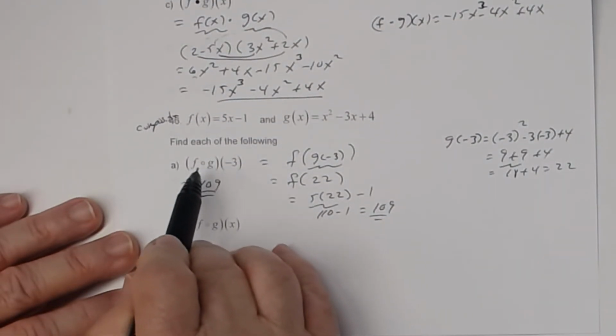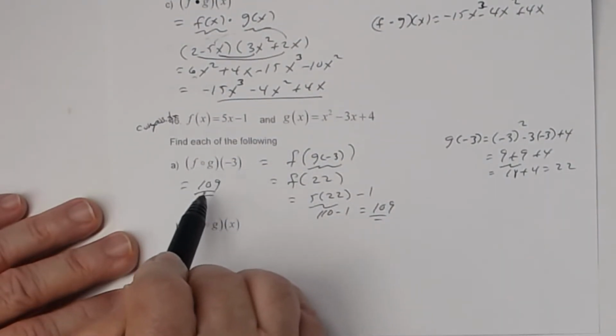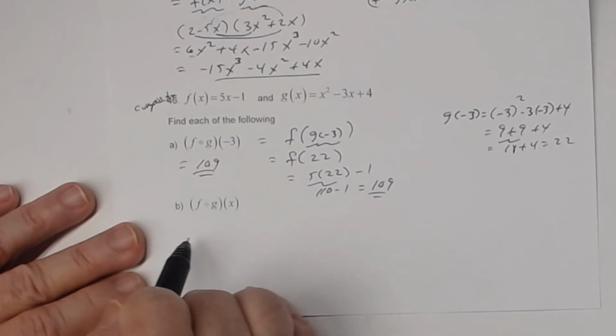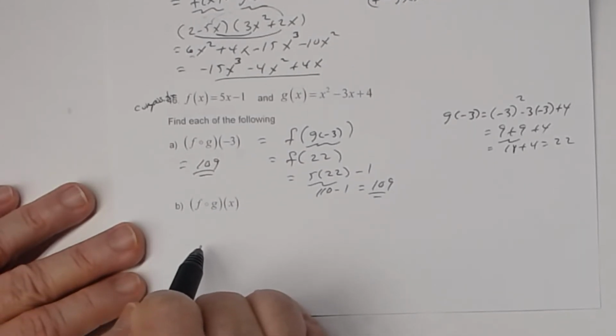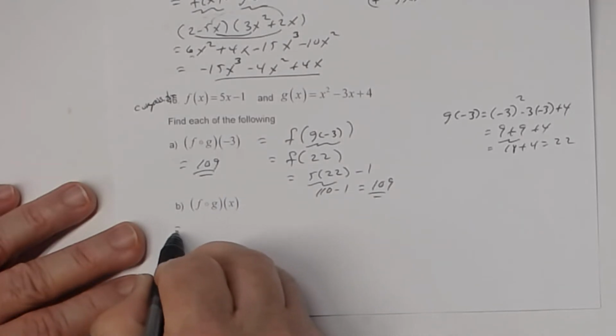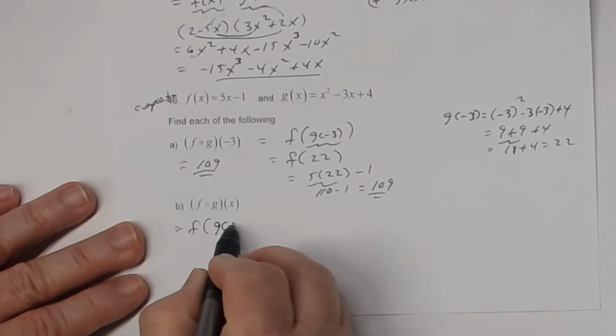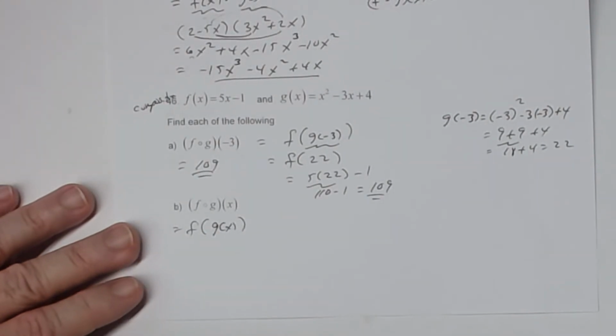Notice I composed a function at a number, and I ended up with a number. Here I'm composing a function at the variable x, so I'm going to end up with a variable expression. So let's look at this one. By definition, just like we did this, this means f of g of x. That's what that means by definition.